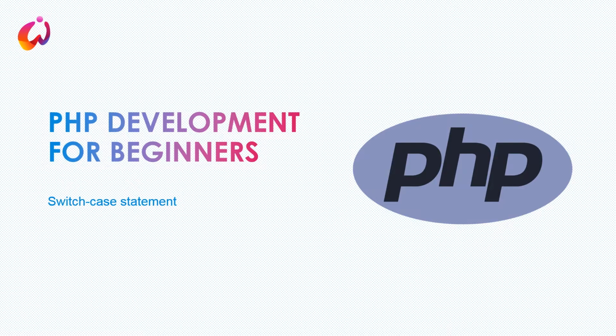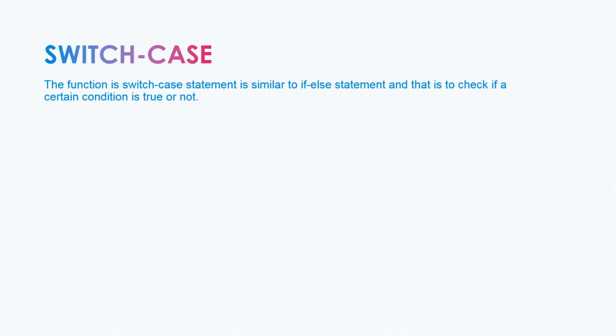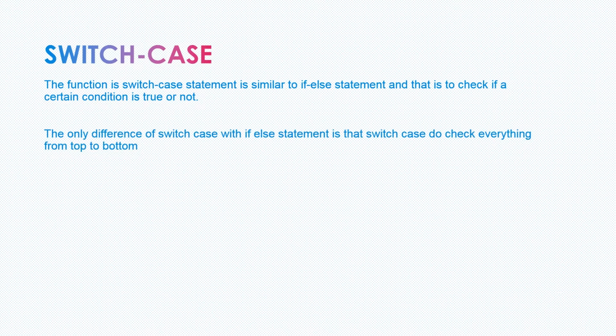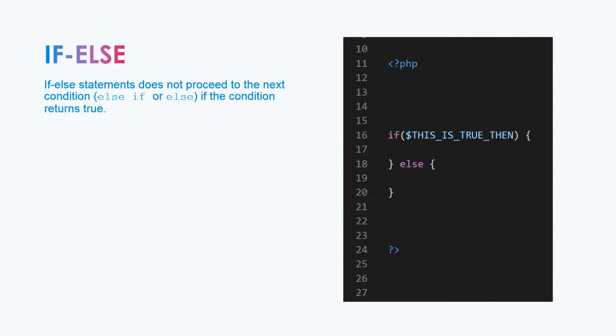So in this lesson, we're going to talk about the second conditional statement, and that is the switch case statement. Now, this conditional statement is actually quite similar to if and else statement. The only difference of switch case with if else statement is that switch case do check everything from top to bottom, unless you use break. Well, you might be wondering, if else do the same thing, right? Well, they don't actually check the next condition, especially if the first condition is true. Unlike if else, switch actually check everything, like I said, from top to bottom.